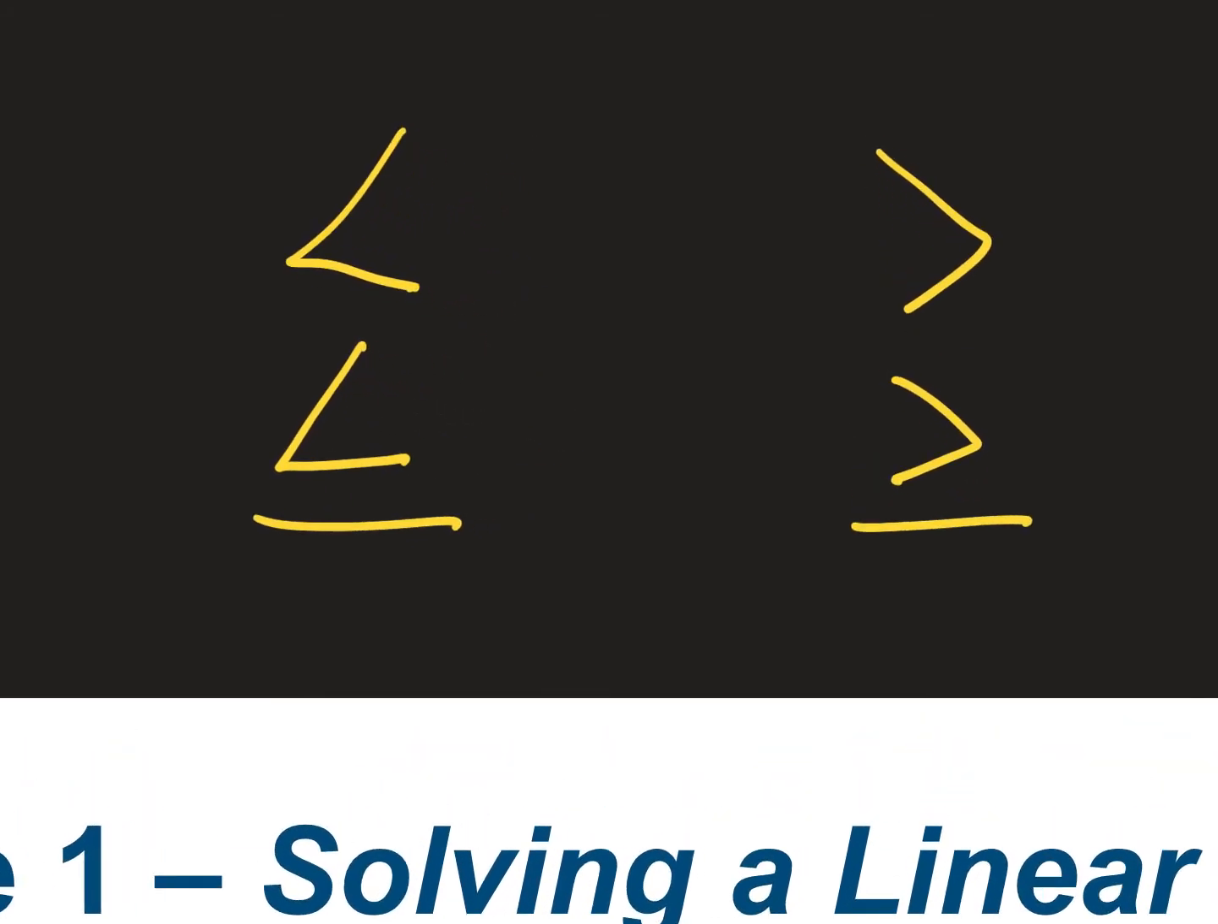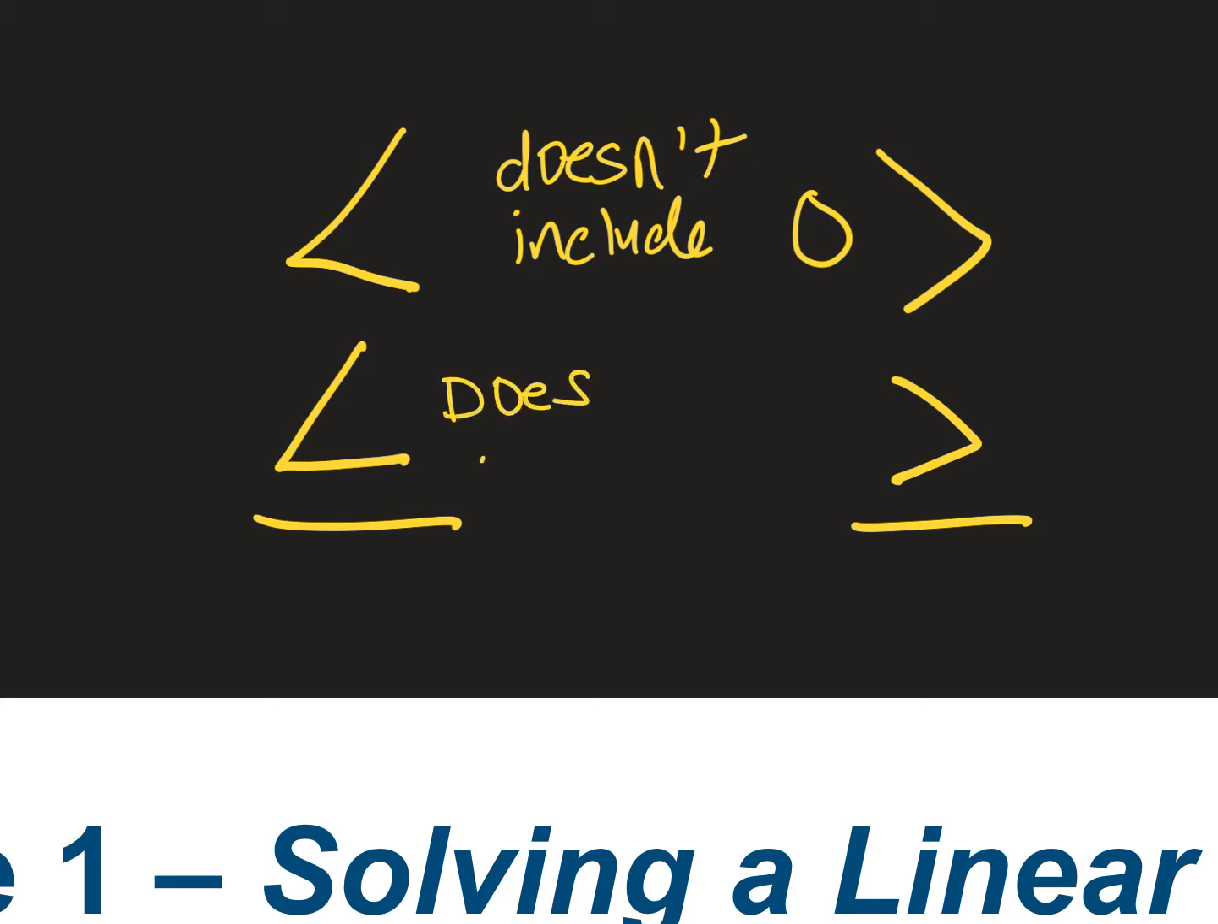If you do not have a line underneath, it means it does not include that value. Doesn't include. And you have an open dot on your graph. We'll talk about that in a second. If you have an or equal to underneath, it means it does include that value. What kind of a dot do you have? A closed one, a filled in one.